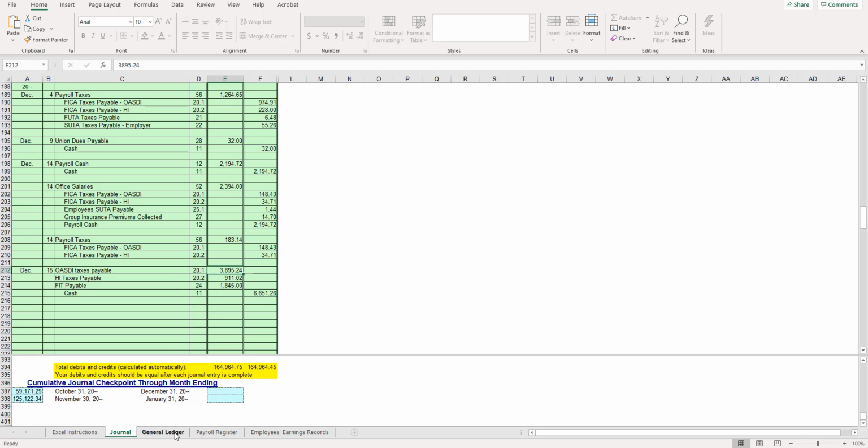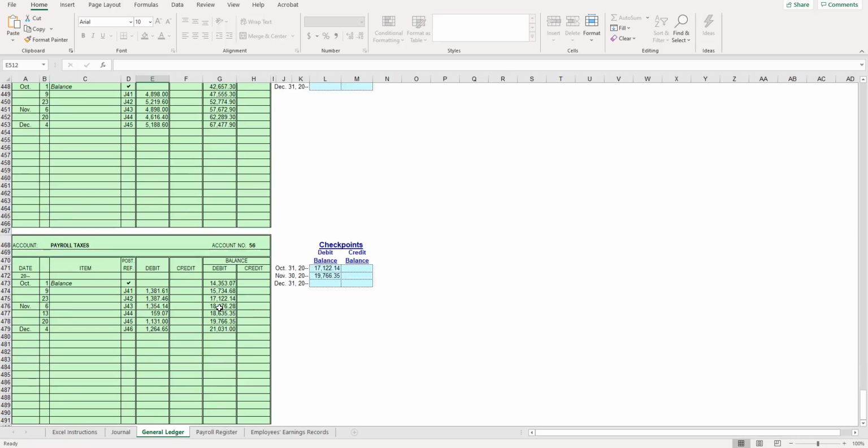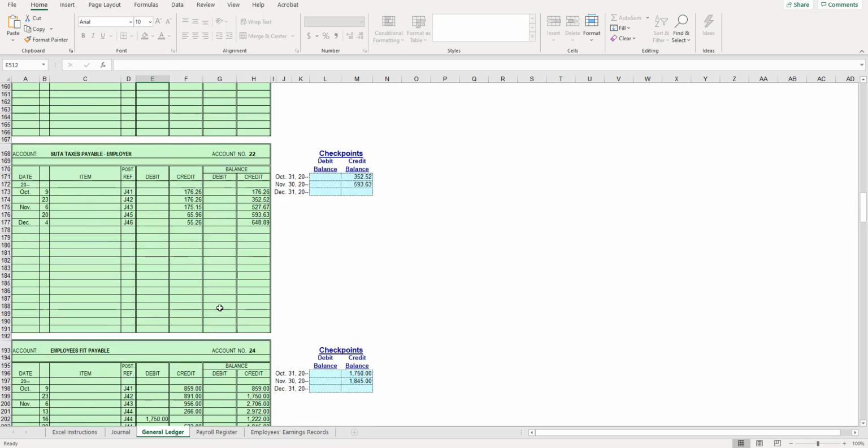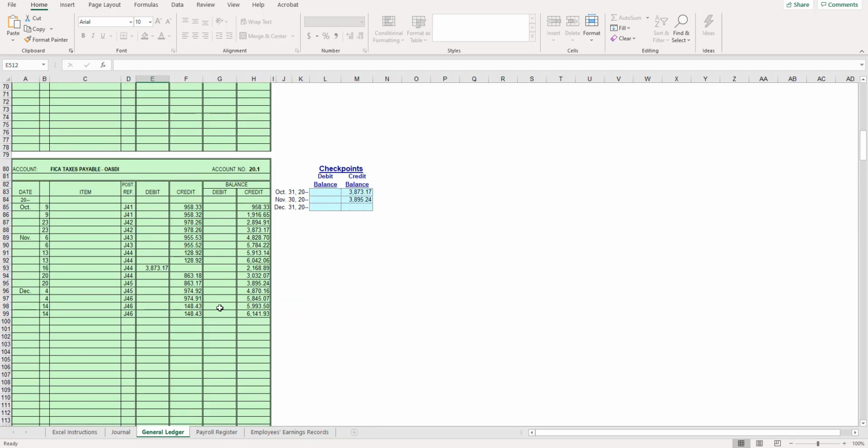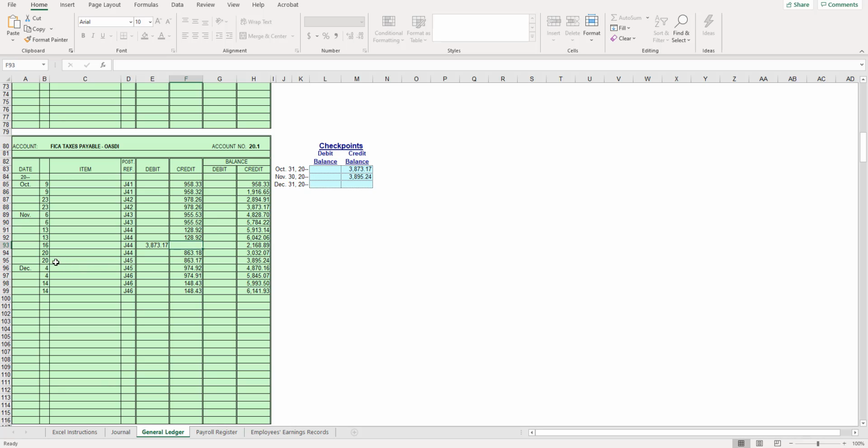To get that number, we would have gone over to the general ledger, and you would look at the FICA taxes payable OASDI, and then you would look to what we had at the end of November. So that's account number 20.1 that we have there, and it's $3,895.24 because, you know, it's going to be before December because we're paying November's taxes, which tax law requires we deposit by the 15th of the next month, the taxes from the previous month.